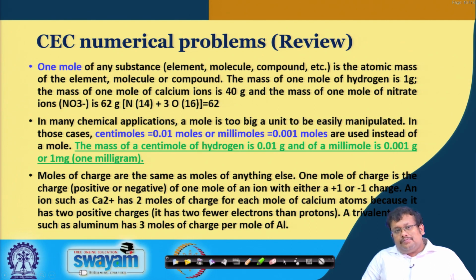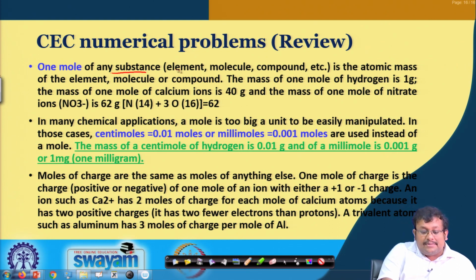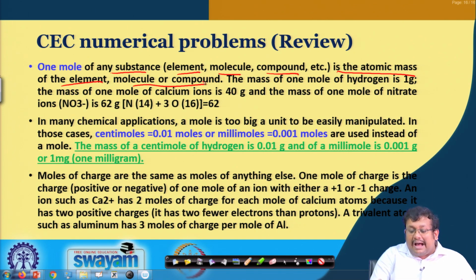Now, let us see some specific CEC numerical problems and how we can solve them. These are very easy, but before solving them we need to review a couple of things. Now, you know that one mole of any substance, either an element or molecule or compound, is basically the atomic mass of the element or molecule or compound. So, the mass of 1 mole of hydrogen is 1 gram, you know that.